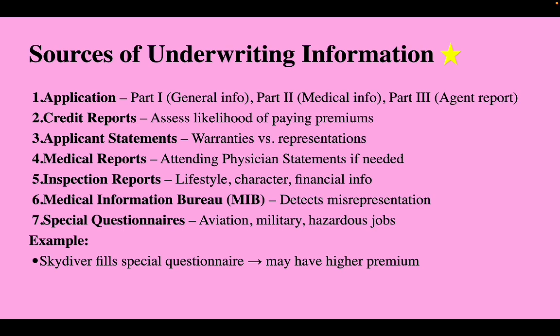Sources of underwriting information. Underwriters gather information from multiple sources. The application itself has three parts: general information, medical information, and the agent's report. Credit reports assess the likelihood that the applicant will pay premiums. Applicant statements are evaluated as warranties or representations. Medical reports, including attending physician statements, provide detailed health information. Inspection reports may include lifestyle, character, and financial details.